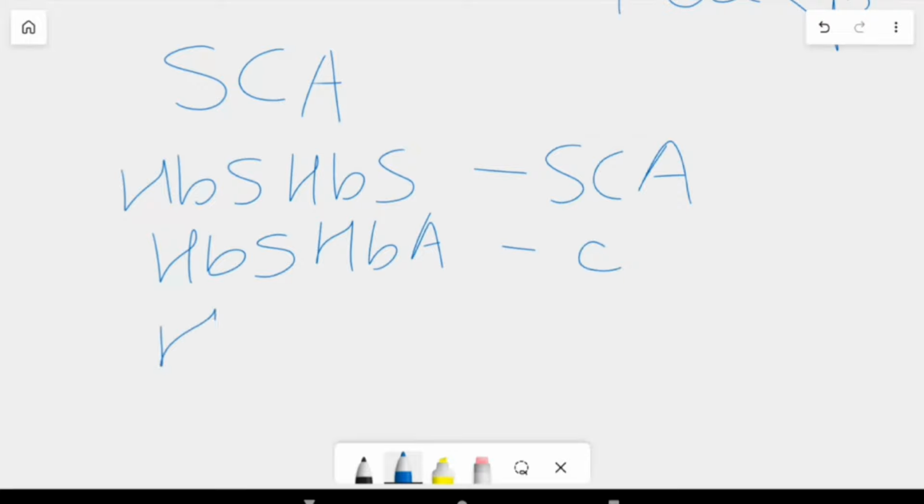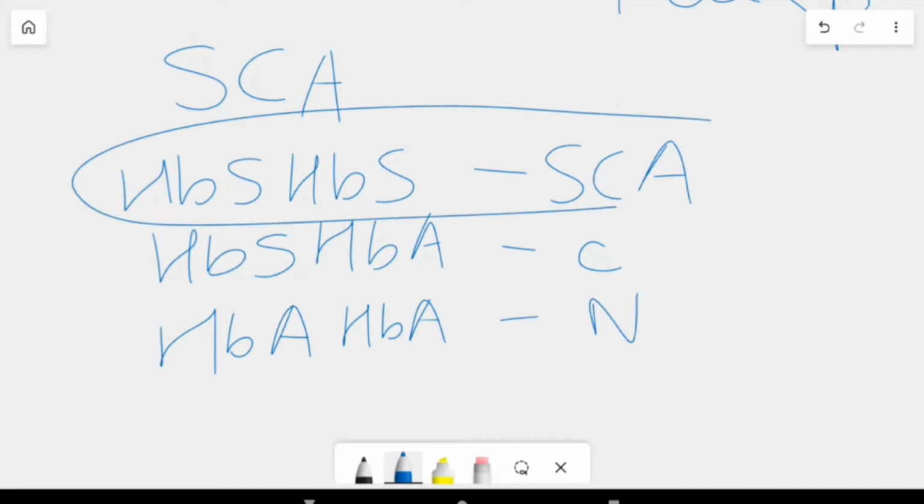And if the person has the genotype as HbA HbA, that gives us the conclusion that the person is normal. So we have studied the genotype now. Now let's take a look at what exactly happens in a sickle cell anemic person.